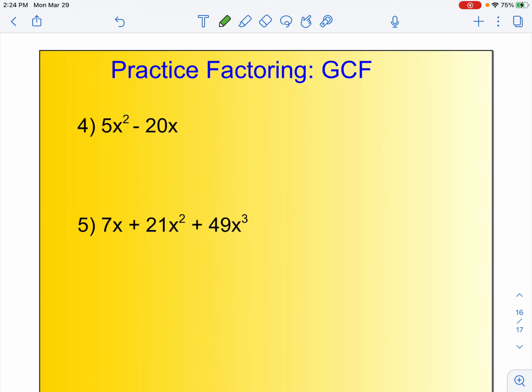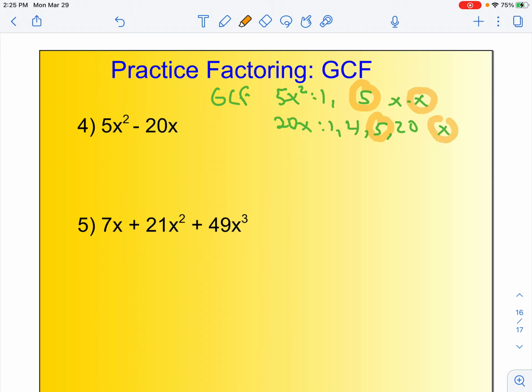Okay, so now we have to do both steps. First, we have to find the GCF of these two. The factors of 5x squared are 1 and 5, because it's prime, and then x times x. And the factors of 20x are 1 times 20, 4 times 5, and 1x. So now look for the largest number in common, which is 5, and the greatest number of x's you can circle is 1. So our GCF is 5, but we're not done.